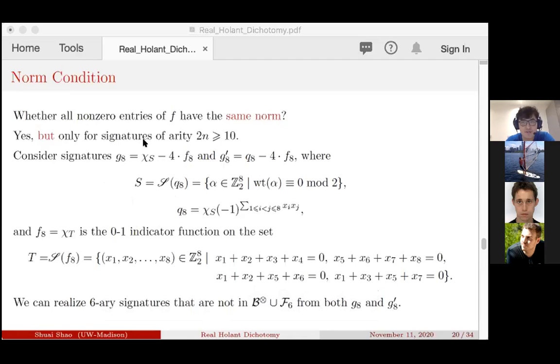But here for these two signatures, fortunately, we can use them to realize 6-ary signatures that are not in this union by gadget construction. So then we are done for this case, because if it turns out that this signature has this form, then we can show that it gives the #P-hardness by realizing a 6-ary signature that is not in this union.